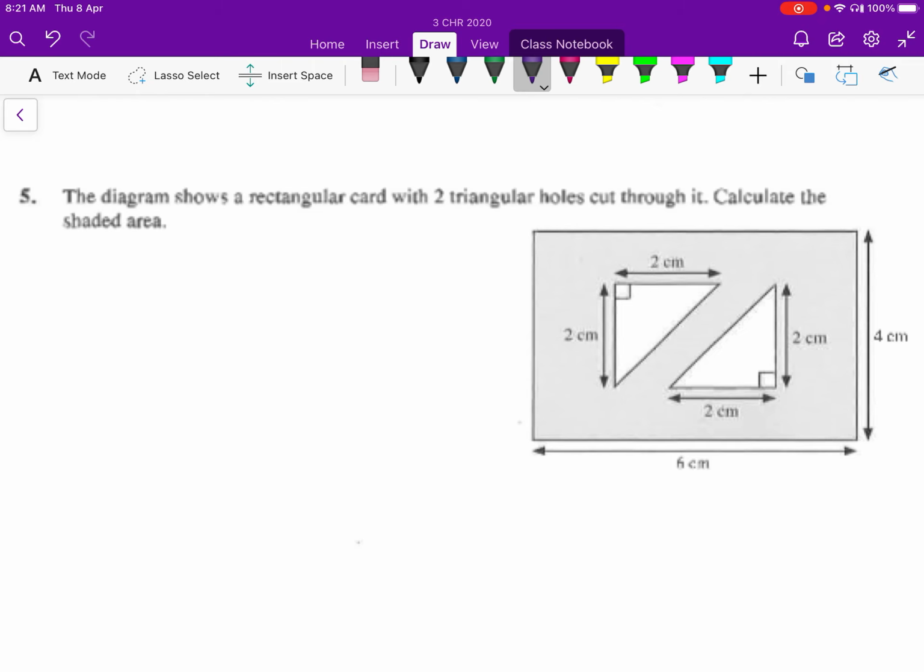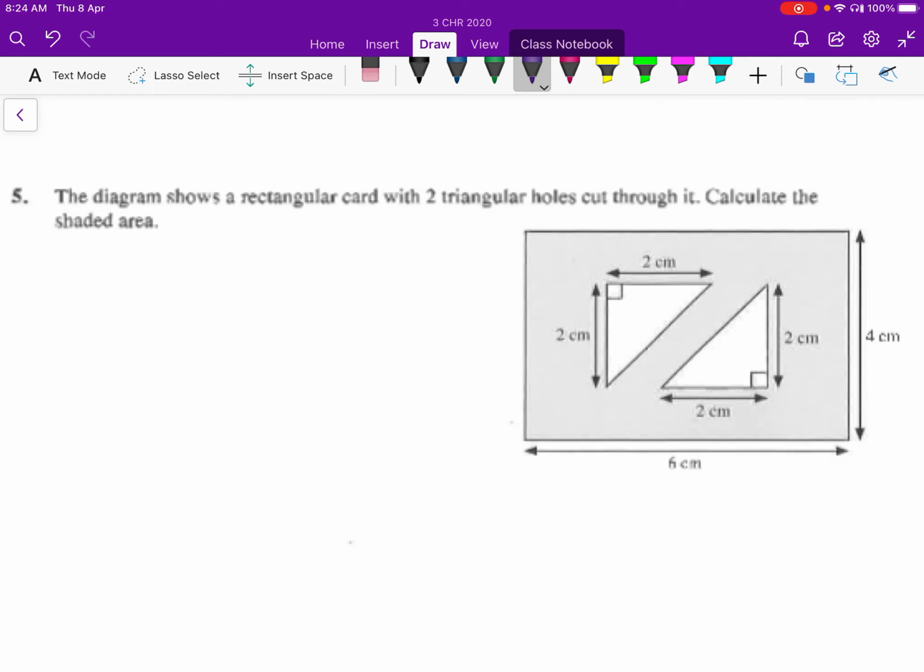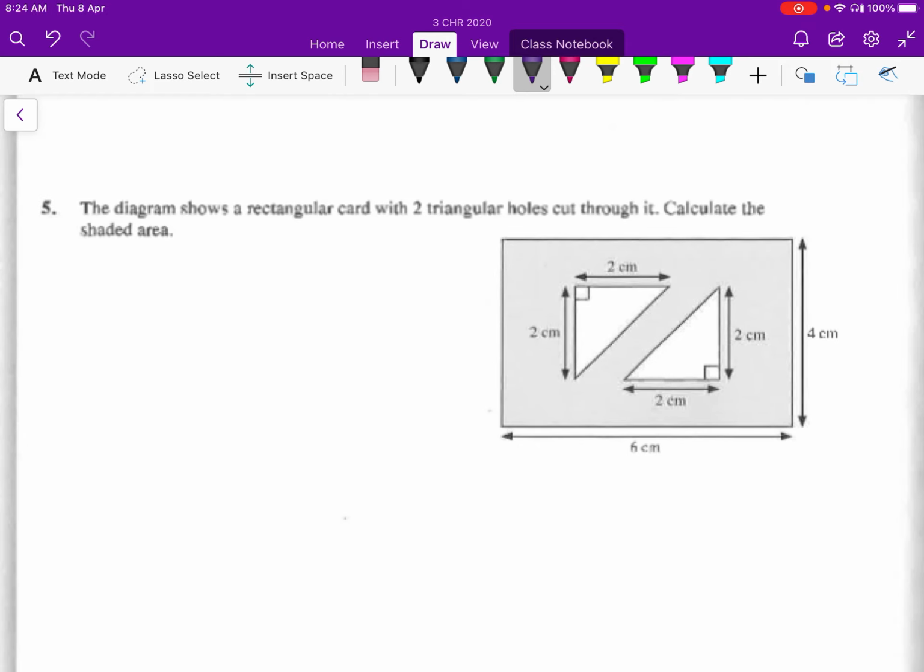Okay, next one, rectangular cut, 2 triangular holes cut. Calculate the shaded area. Okay, please try this now. The area of this cut will be the area of the rectangle first. It is literally a piece of rectangular paper. You cut away two triangles. So you find the area of the rectangle, you take away the area of two triangles, then that's the answer.